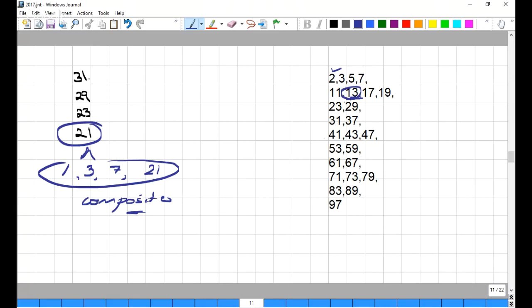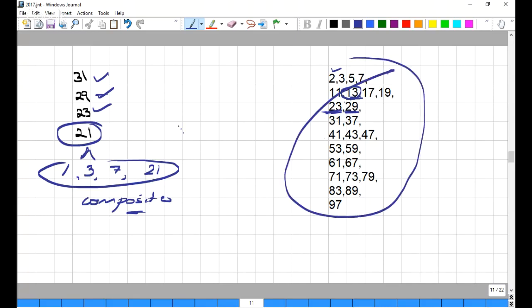Let's go. So is 31 prime? Yes, sir. Is 29 prime? Yes, sir. Is 23 prime? Yes, sir. Okay. Is 21 in this list? No, sir. Okay, so this one is out. So this is the answer we're looking for, as it asks us for which one is not prime.